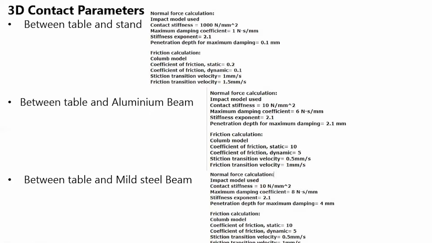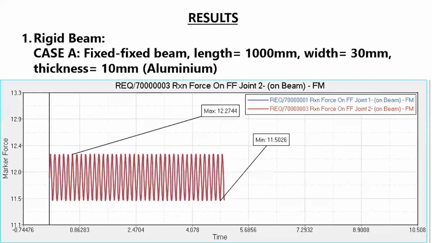It's important to understand that these values may not be the best values for simulating the 3D contacts between these two bodies, but these values have come from a lot of experimentation and are near the best case. So coming to the results, let's talk about the rigid beam. For the first case, we have a fixed beam, length of 1000 mm, width of 30 mm, and thickness of 10 mm, and it's aluminum.